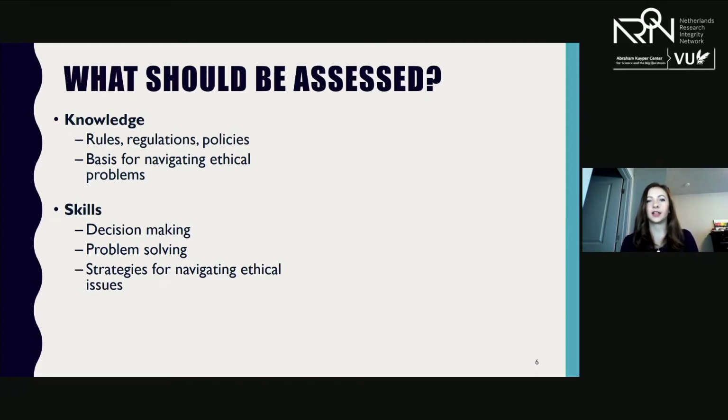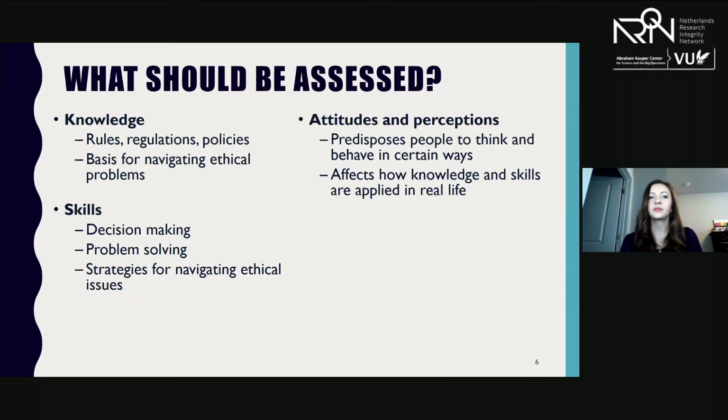Scientists are often confronted with complex, ambiguous, and uncertain problems. Developing skills to navigate different ethical issues in science, and just in general, can really help improve the quality of decisions that people make. You can think of skills as decision-making, problem solving, and different strategies that people can leverage to navigate ethical issues. Those are all skills that can be developed in a training program.